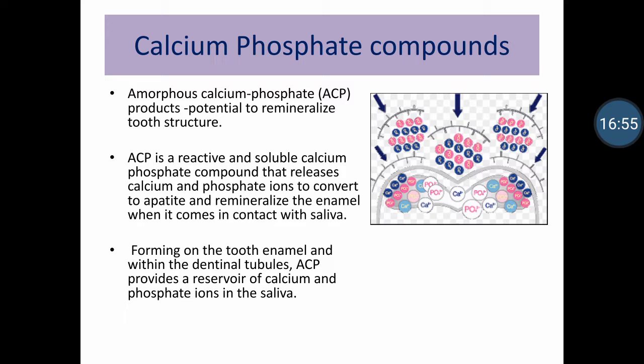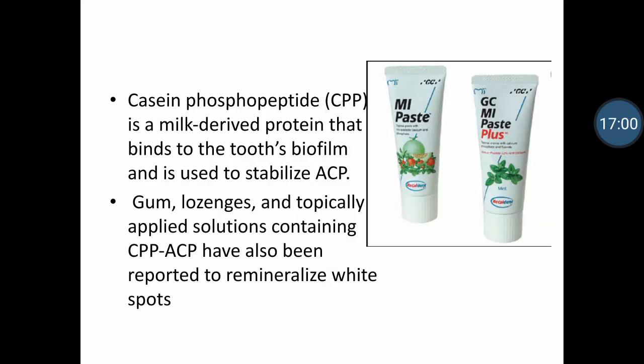This calcium and phosphate ions released from amorphous calcium phosphate is stabilized by casein phosphopeptide, which is nothing but milk proteins. This casein phosphopeptide and amorphous calcium phosphate together is available in toothpaste form, that is, GC company has made it available in a toothpaste, that is MI paste or GC MI paste plus, along with the fluoride. It helps in preventing the caries by keeping the calcium and phosphate ions supersaturated on the tooth surface and making the tooth surface more resistant to demineralization.